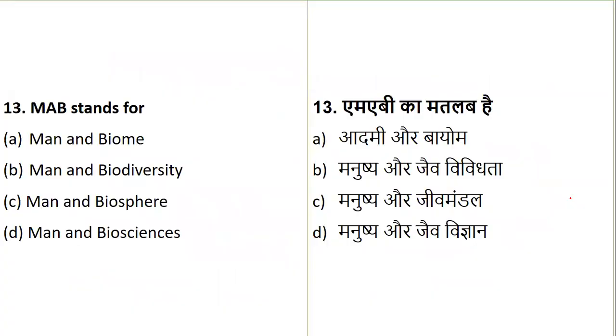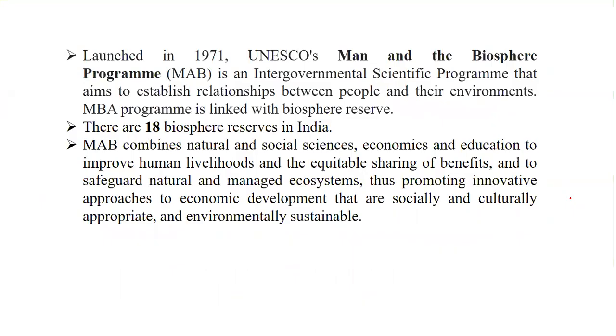Okay, now MAB stands for what? Man and Biome, Man and Biodiversity, Man and Biosphere, or Man on Biosciences. Basically, MAB stands for Man and Biosphere. It was launched as the UNESCO program Man and Biosphere, with 18 biosphere reserves in India, which combine natural, social, economic, and educational aspects to improve livelihoods, share the benefits, and make the environment sustainable. That's the reason this program was launched.